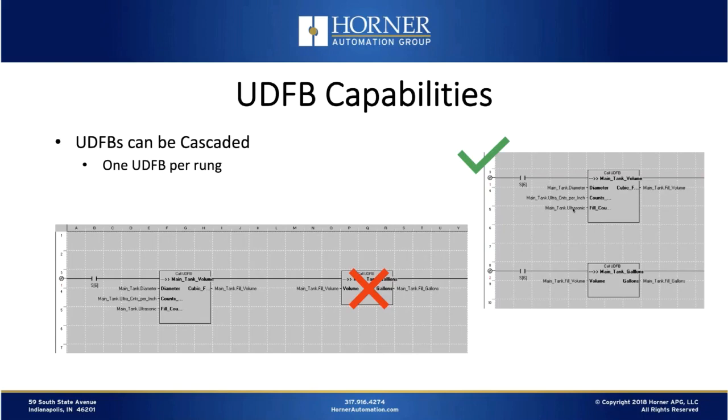So you don't want to draw it per the picture on the left. That won't work. But just by handling them on two separate consecutive rungs, it'll work just fine. So if you want to do cascading type UDFBs, you certainly have that capability.